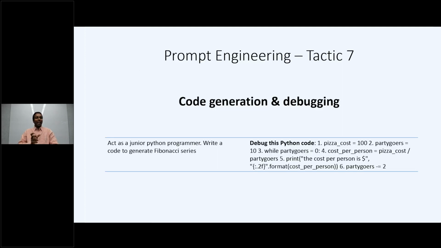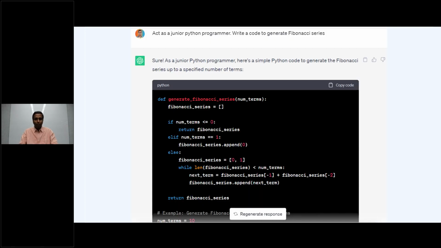Okay, coming back to the tactic number seven. This is about code generation and debugging. As a technical writer, we will be given a piece of code either to include as part of the documentation, or as an indie developer, we might be using some open source tools for which we might need to generate some code for some of the tasks that we do. Okay, we can use ChatGPT to generate code. I'll give you a best example. Act as a junior Python programmer, write a code for Fibonacci series. Very simple for ChatGPT to actually do.